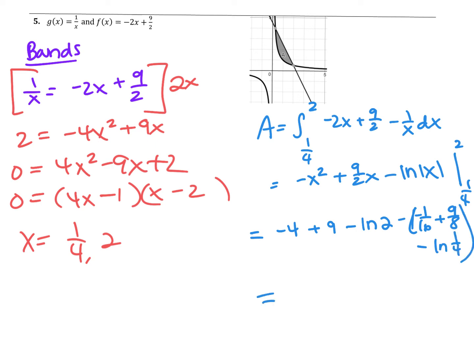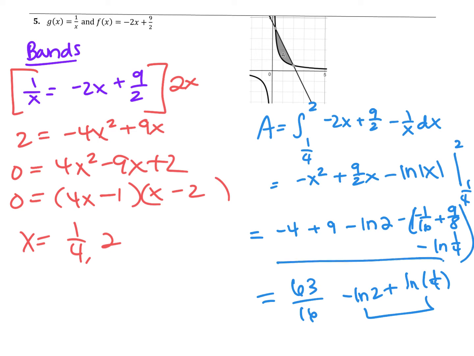All I'm going to do is tell you that if you find a common denominator and simplify the numbers that don't have natural log, you get 63/16. You could either leave this as minus natural log of 2 plus natural log of 1/4, or you could, if you want to, condense this to be natural log of 1/8. But I am fine with you leaving your answer just like this with units squared.